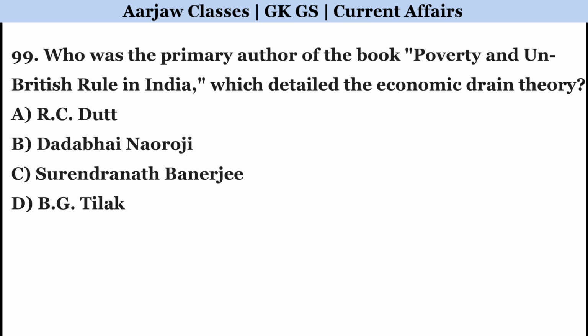Who is the primary author of the book Poverty and Un-British Rule in India, which detailed the economic drain theory? Correct option is B. Dadabhai Naoroji.